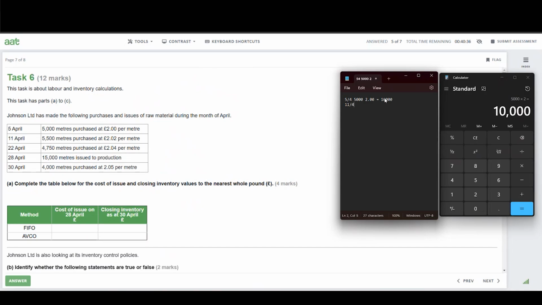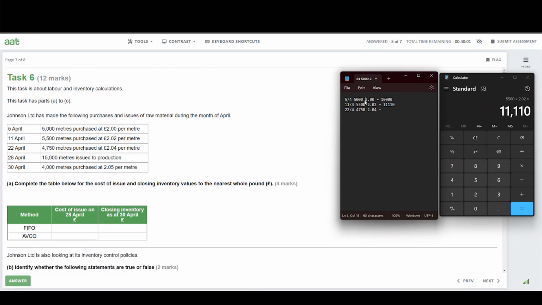On the 11th of April, 5,500 meters were purchased at £2.02. So 5,500 times £2.02 gives us a cost of our receipts there, 11,110. Then on the 22nd of April, 4,750 meters were purchased at a cost of £2.04.